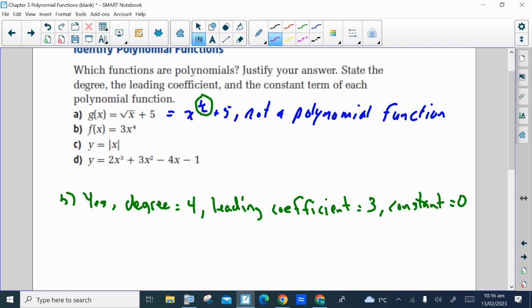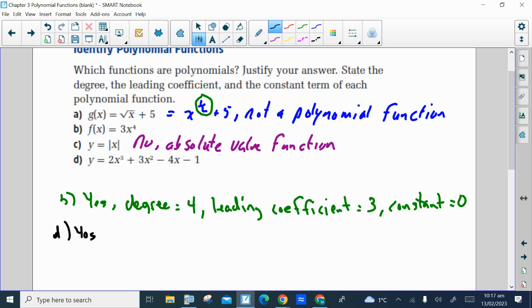Question C is not a real polynomial function. This is an absolute value function. You actually cannot write the absolute value of x in another form, like x to some power. It just doesn't exist. So this is an absolute value function, which we saw before in the previous 2 chapters. It's not a polynomial function. Right? But question D is a polynomial function because all the coefficients are real numbers and all the exponents are whole numbers.